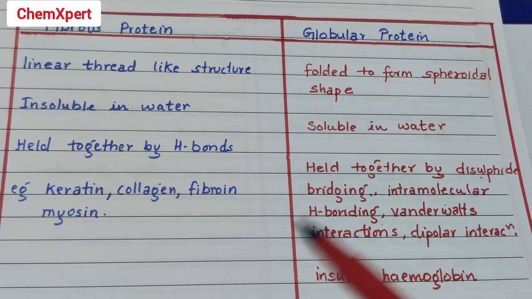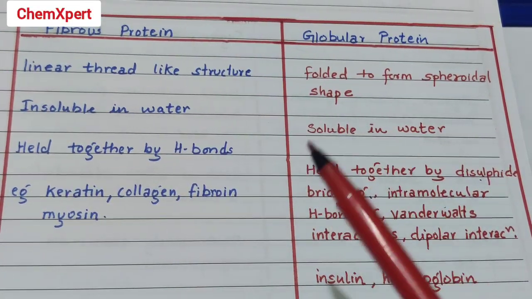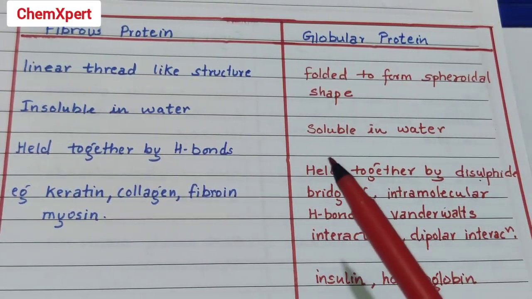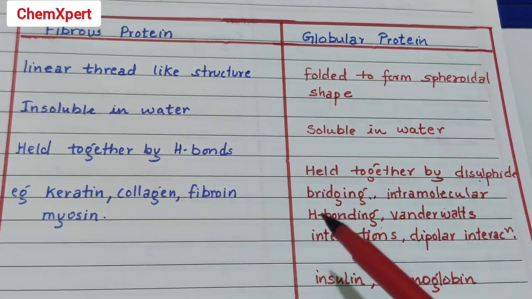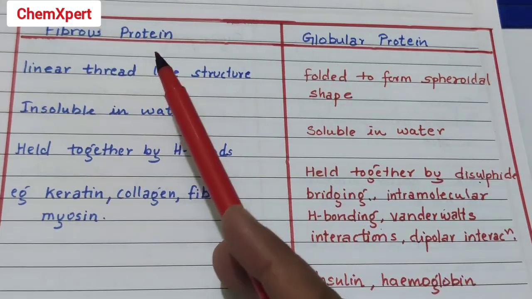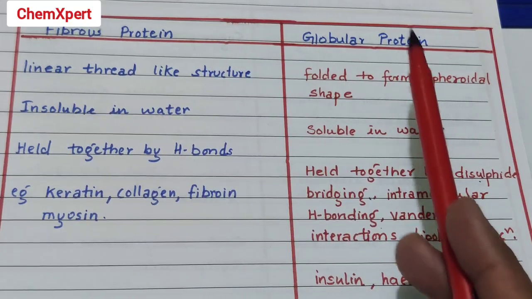Hello everyone, in this video we will discuss important differences from the chapter Biomolecules. These are very important questions which are frequently asked in the CBSE board exam. So the first difference here is between fibrous protein and globular protein.